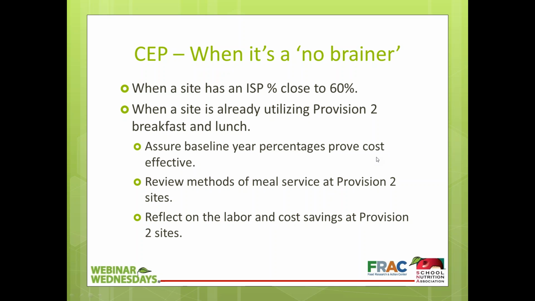All right. So when CEP became a national option in 2014-15, it was truly a no-brainer for us at Boise schools. Obviously, when an ISP, which is the identified student percentage, is close to 60%, you can use that with the current multiplier of 1.6 and collect 96% of the meals that you serve as free. So again, pretty much a no-brainer.